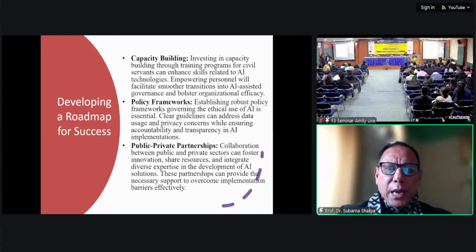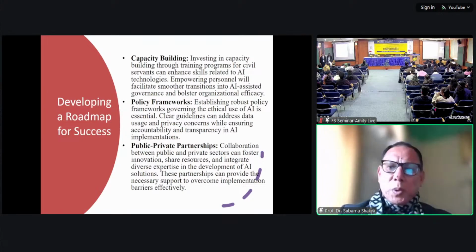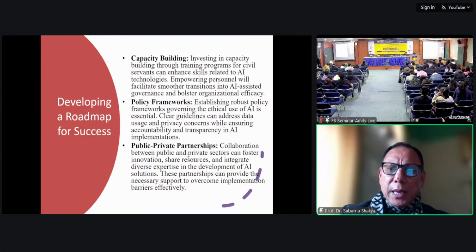So next, the PPP model is the most important when you are going to implement AI in governance. The PPP model is important. That means collaboration between the public and private sectors can foster innovation, share resources, and integrate diverse expertise in the development of AI solutions. This partnership can provide the necessary support to overcome implementation barriers effectively.